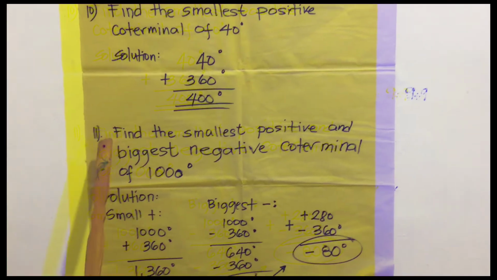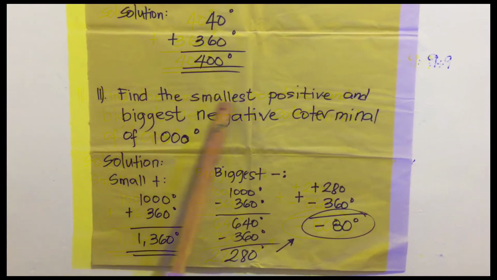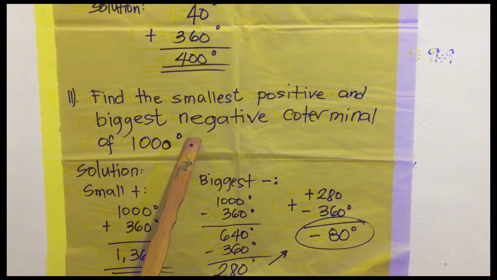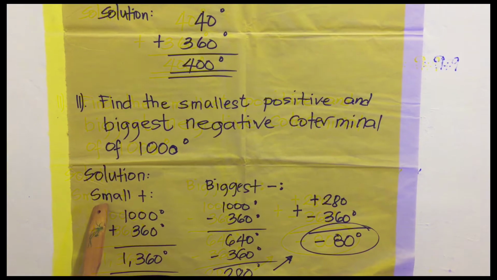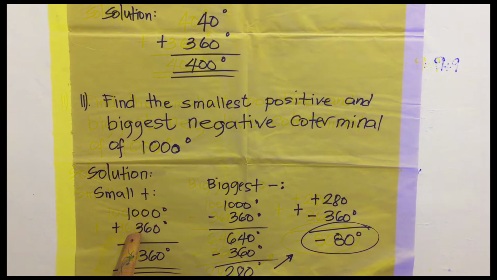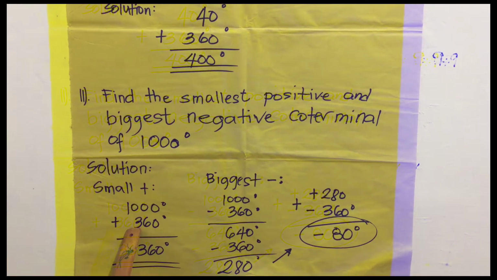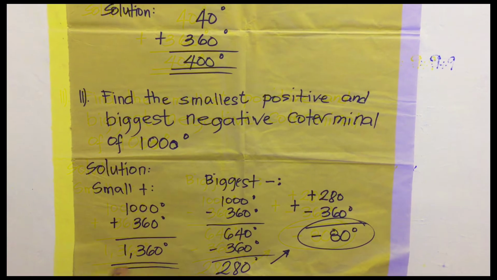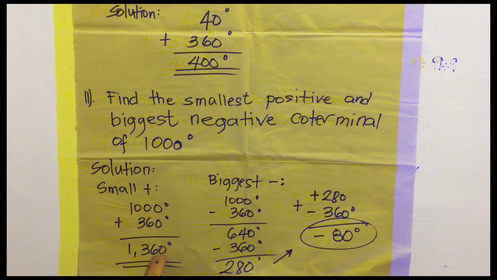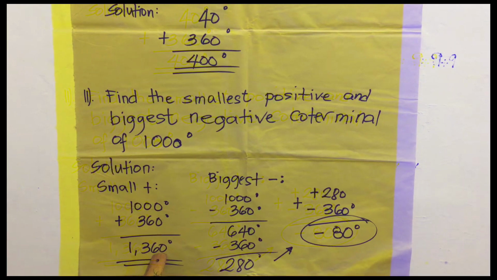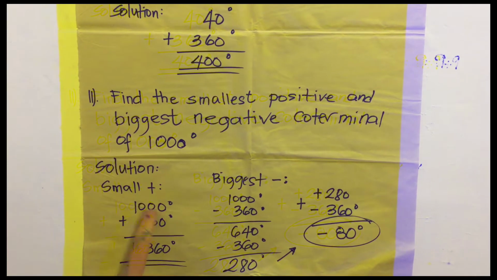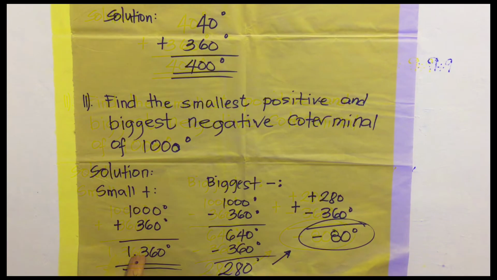Next, number 11. Find the smallest positive and biggest negative coterminal of 1000 degrees. Our solution for the smallest positive, from 1000 we're going to add one rotation in a circle. We have 360 degrees and the result is 1360 degrees. This will be the smallest positive coterminal of 1000 because this is the first positive result when we add.